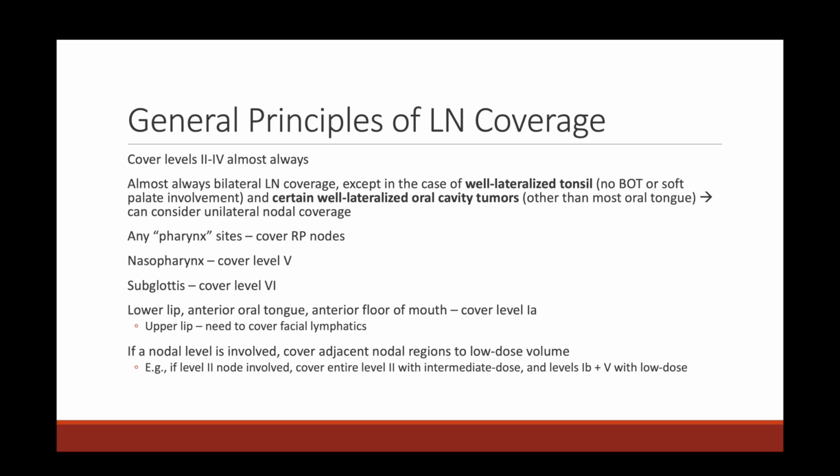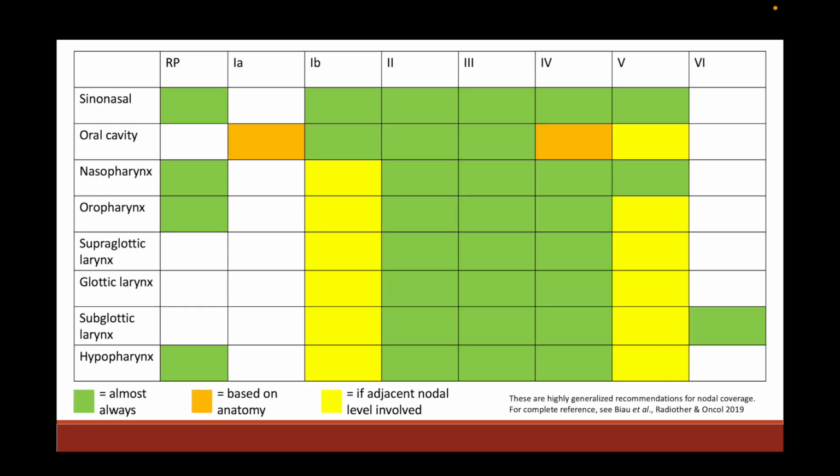And then the last principle is that generally, if a given nodal level is involved, we consider covering the adjacent nodal regions to a low dose volume. So for example, if right level 2 is involved, we're going to cover that with our intermediate dose volume, and then we might consider covering adjacent levels 1B and level 5 with low dose, just because they're adjacent to the involved nodal level. This table is probably super oversimplified, and it, again, may not always be accurate, but I tried to take some of the very general rules as to when to cover which particular levels depending on the disease site.